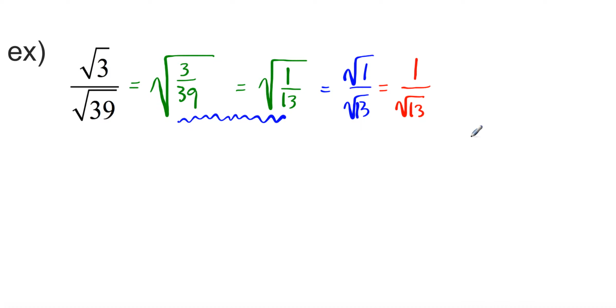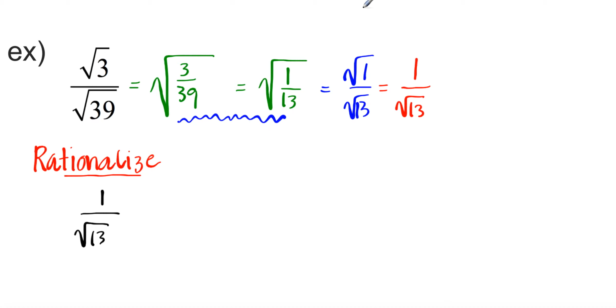The issue with this is we don't typically leave a radical in the denominator. So we have to do something called rationalize the denominator. That means get the radical out from the bottom. So let's take 1 over the square root of 13, and we're going to rationalize that. We got to get that radical out from underneath the bottom of the fraction.